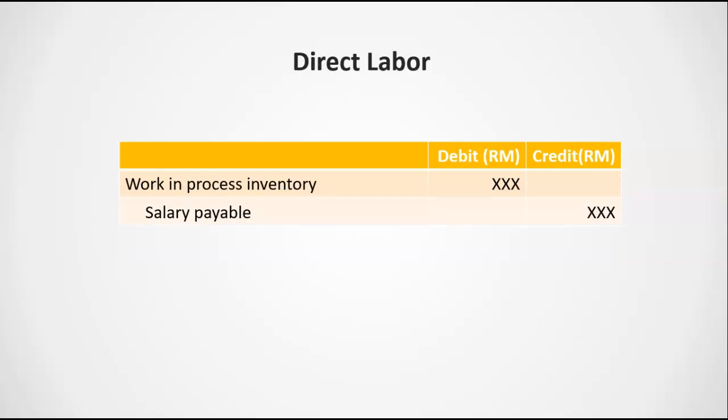So the next one is direct labor. The direct labor cost involved in production will be recorded in the work in process inventory account. You debit work in process inventory account and you credit salary payable account.